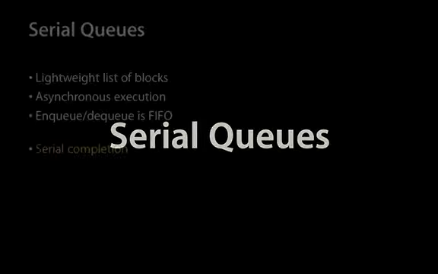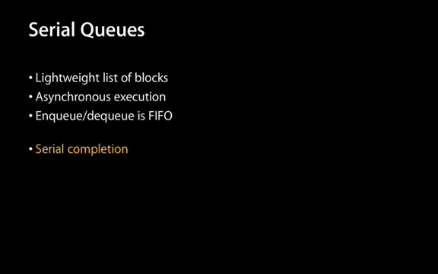So let's talk a little bit about serial queues. The main queue is one. How can you allocate one? Well, this is the second type of queue and the only of two types that we have in GCD. We have the global queues and the serial queues. Same common properties are shared. It's really lightweight. It supports asynchronous execution. Enqueue and dequeue is FIFO. But unlike the global queues, the completion of blocks is also FIFO.